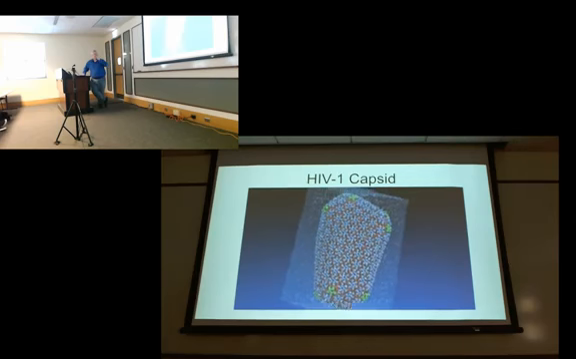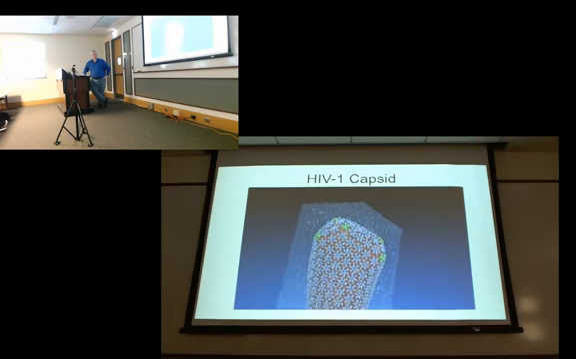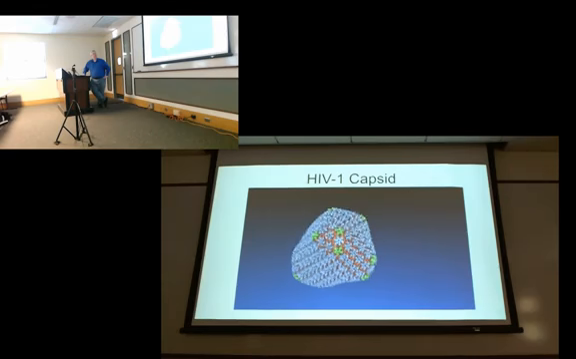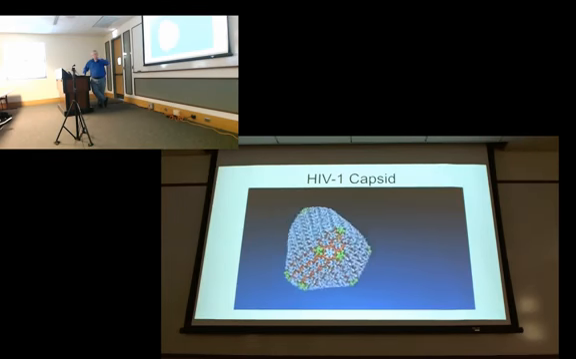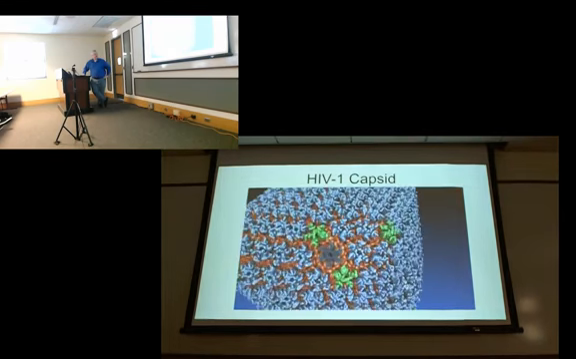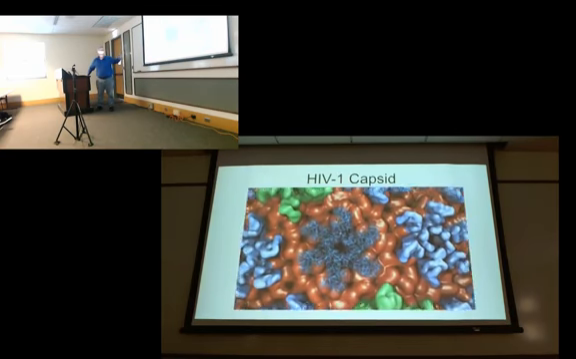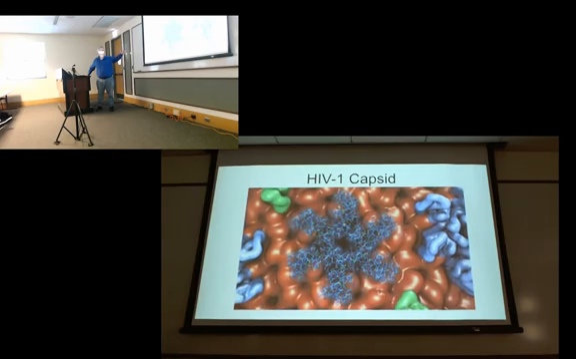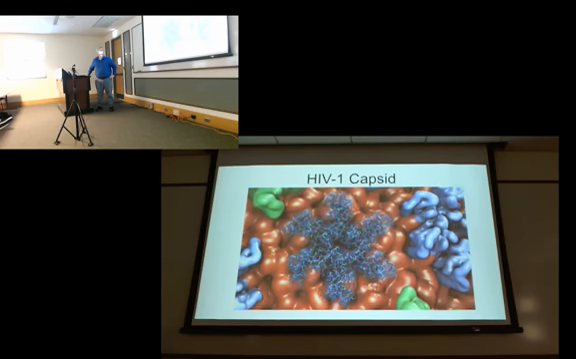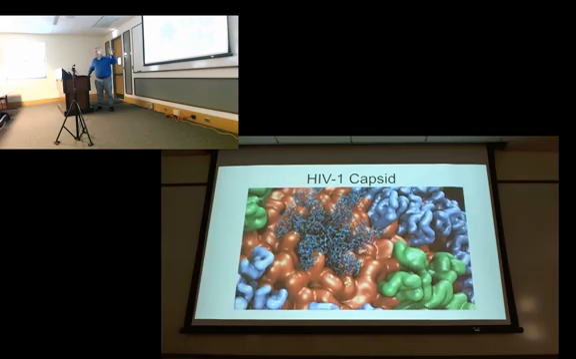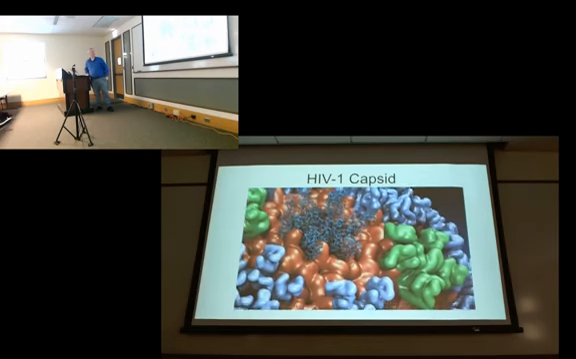So this is an example of a movie that was rendered using ray tracing and VMD. And then we'll zoom in on one of those hexamers right there. You can see there's a transparent surface drawn over the exterior of the hexamer, and then you can see the bonds representation in the interior. And we can turn different surfaces on and off and change the representations.